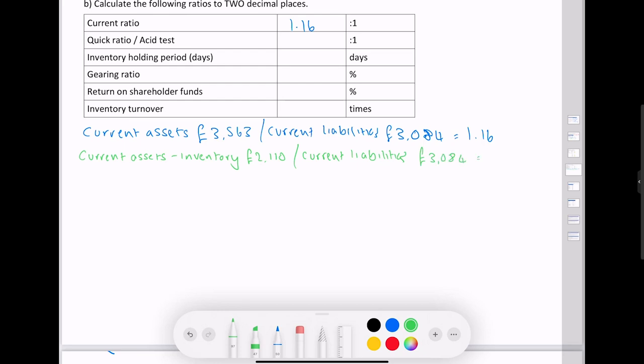Which gives us a ratio of 0.68. Now, let's just get that in. Now that is a concern, okay, because this is below one. As this is below a one-to-one ratio, what we're saying is, ignoring inventory, we don't actually have enough money as a business to cover our short-term or current liabilities. That obviously is a problem from a liquidity perspective. So if that was the case, that would definitely be a concern for the business, because we would still want to see that above one.